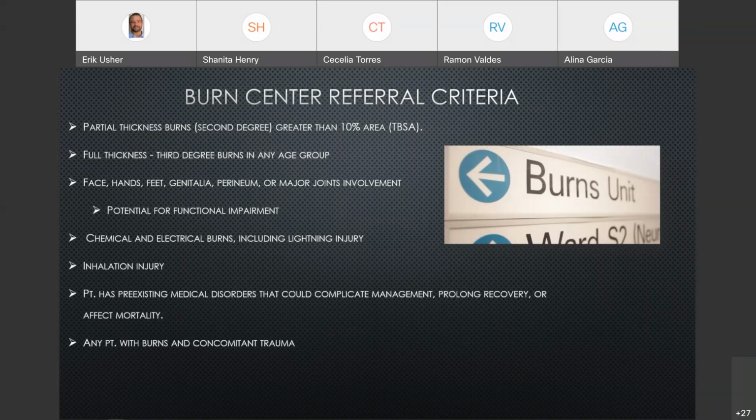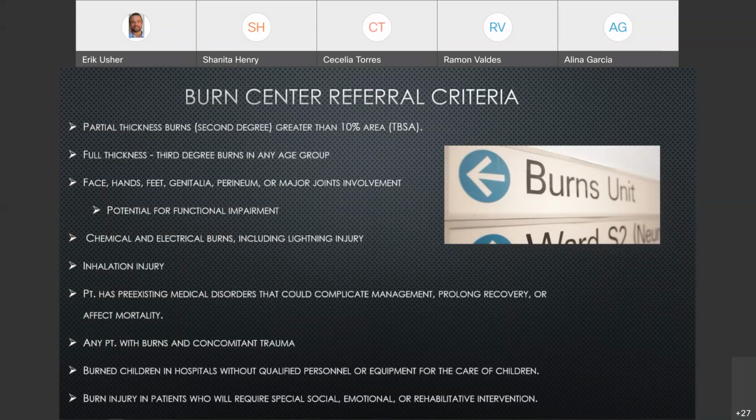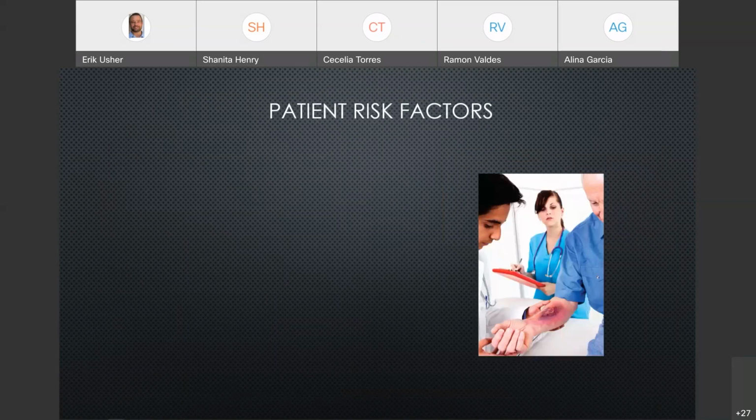Any patients with burns and concomitant injuries and traumas, multi-system trauma patients and burn patients. So they have two issues going on. And burned children in hospitals without qualified personnel or equipment to care for that child. That's important. Most children get flown out or ground transported to a pediatric burn center. And burn injuries in patients who require special social, emotional, or rehabilitative interventions.